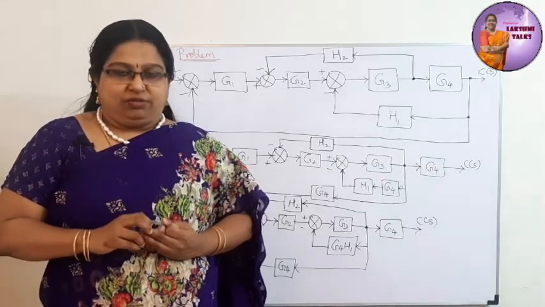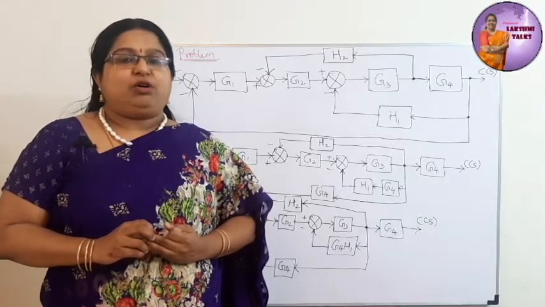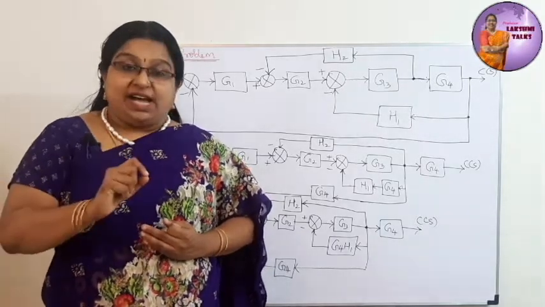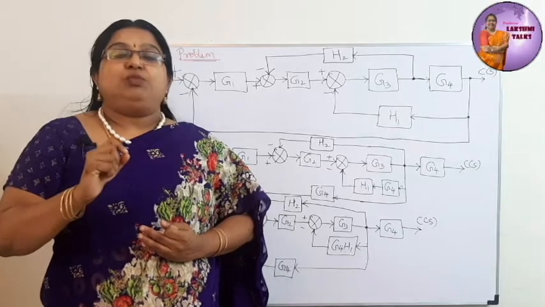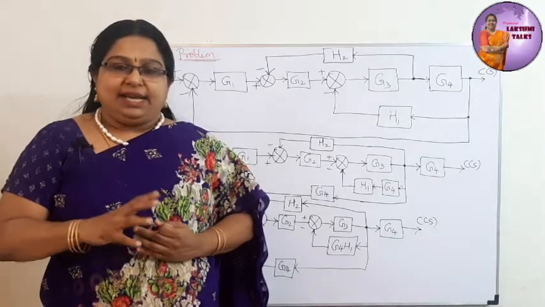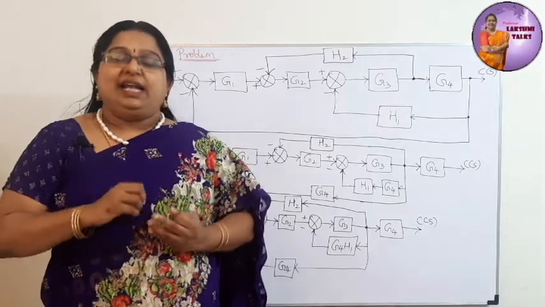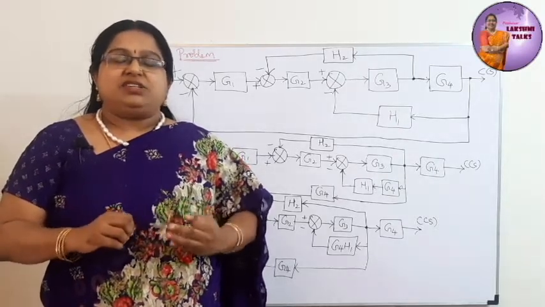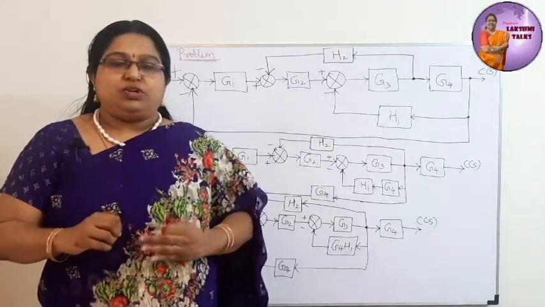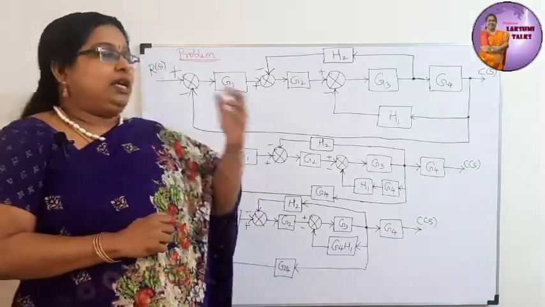If we don't have any of these, then we go for the rules of shifting the takeoff point or the summing point, either ahead or behind of a block, such that we get blocks in series, parallel, or a simple feedback. Once we get that, we again solve the series, parallel, or simple feedback, and then check if there is any reduction required. If so, you again go for the rules of shifting or splitting the summer, etc. Okay, so let us start with the problem.